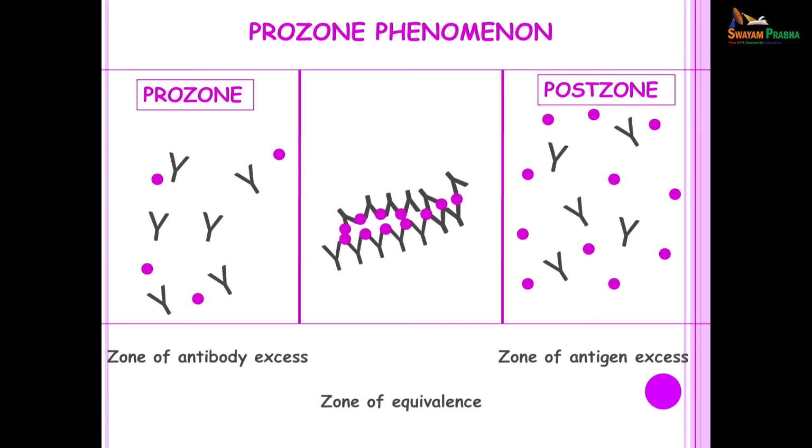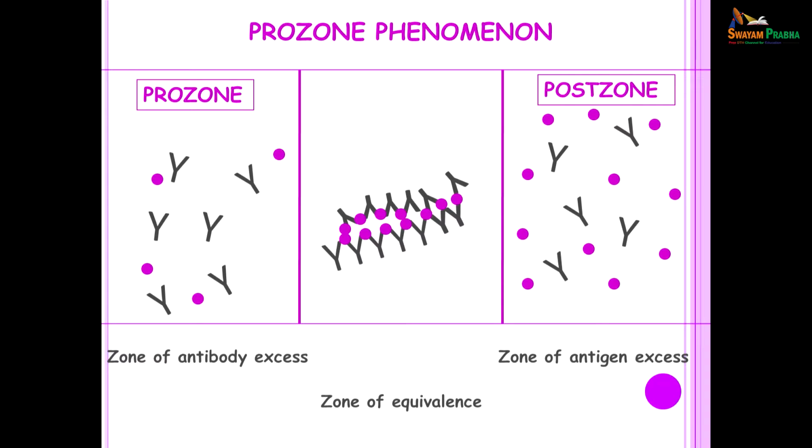Now, this brings me to another aspect, which is the prozone phenomenon. What is the prozone phenomenon? When we mix antigen and antibody, if there is a zone of antibody excess, you will not get a proper, visible reaction. This zone where there is antibody excess is called the prozone phenomenon. Whenever the antigen and antibody are in equal numbers, we have a zone of equivalence, when you will be able to see a visible reaction.